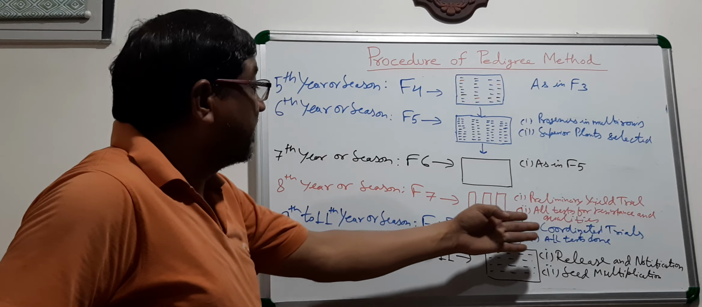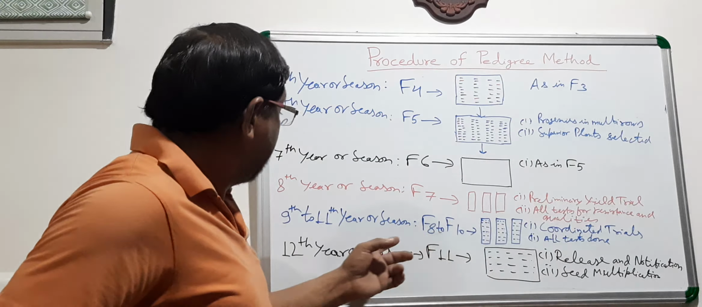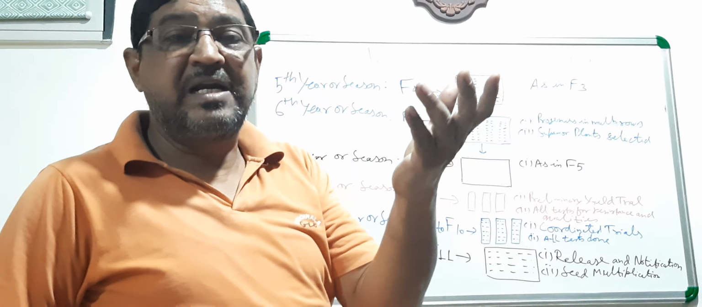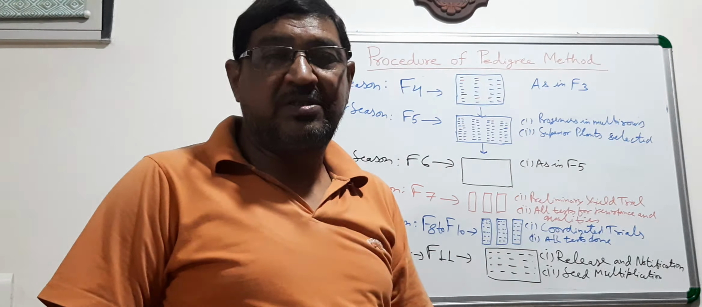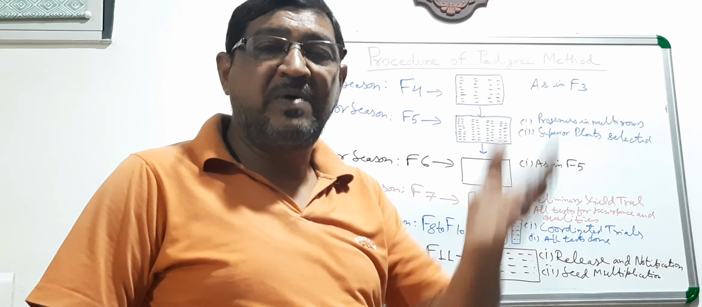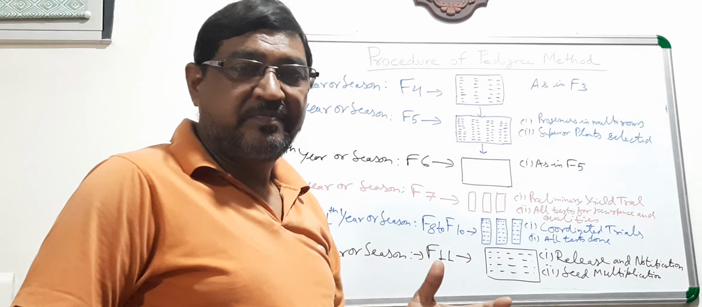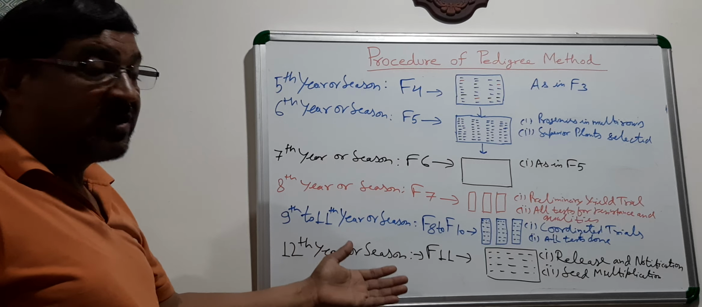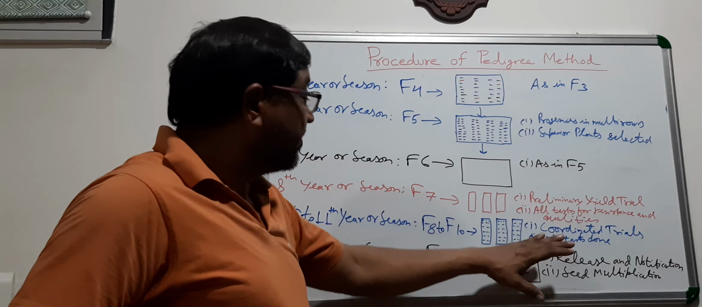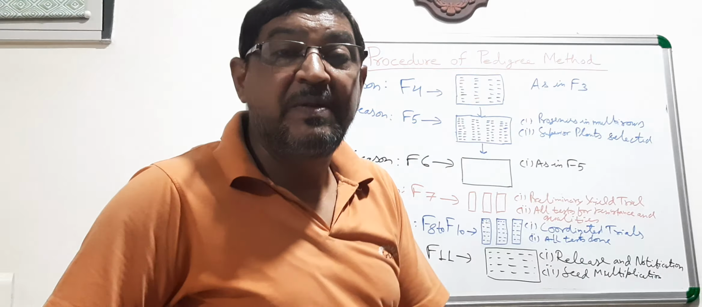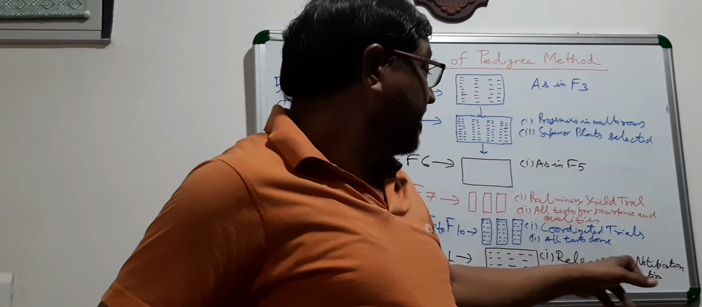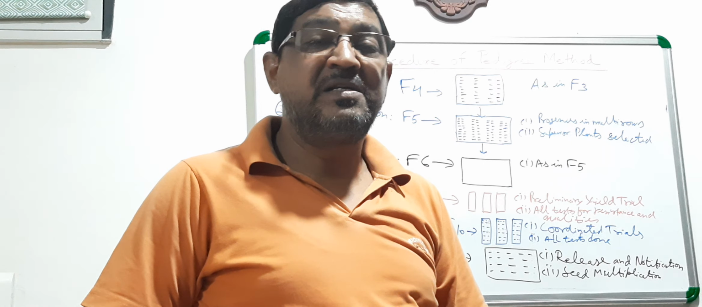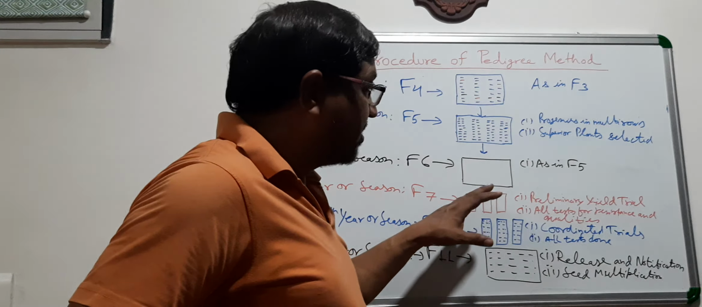So after that, if it is found suitable in F8 to F10, in F10 itself you go for its identification, which we call a release or identification, identified by the ICAR committee. Once it is identified, then in 12th year or 12th season in F11, you can go for large scale seed multiplication as well as go for release and notification by the Government of India, CVRC, Central Varietal Release Committee. So this is all about this.